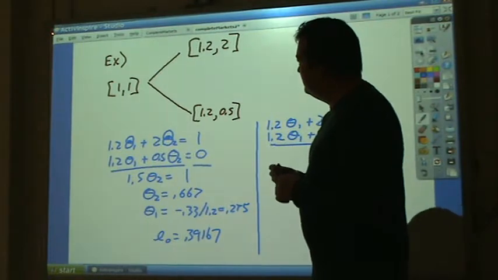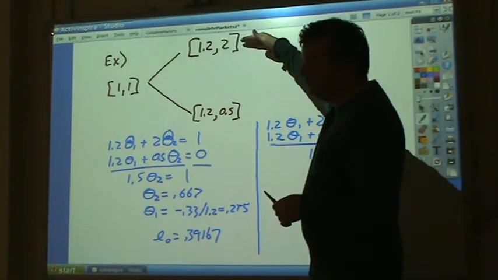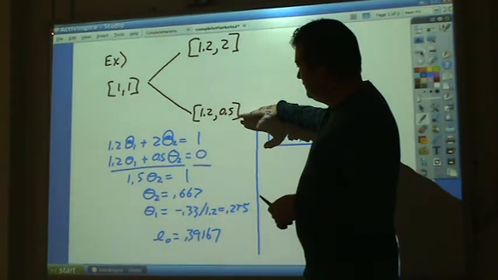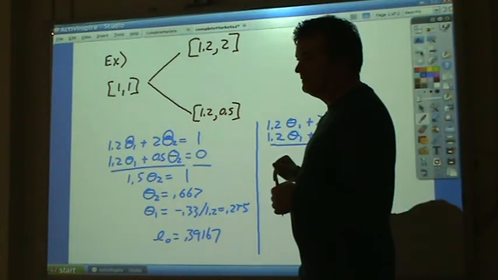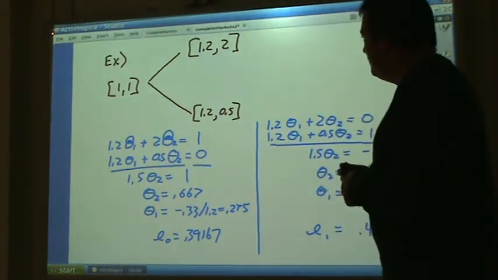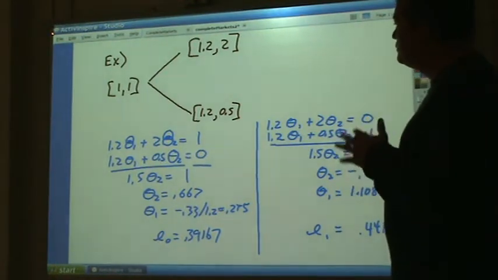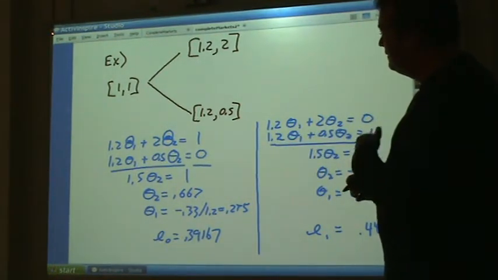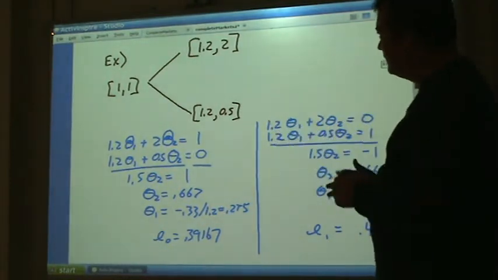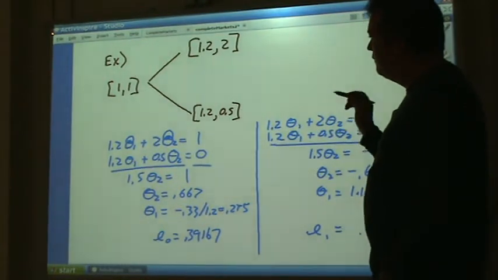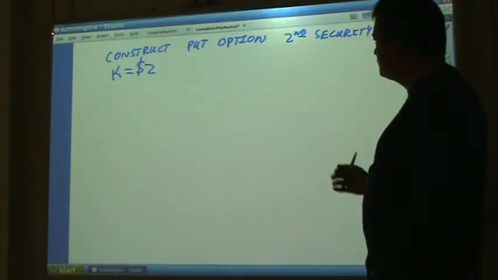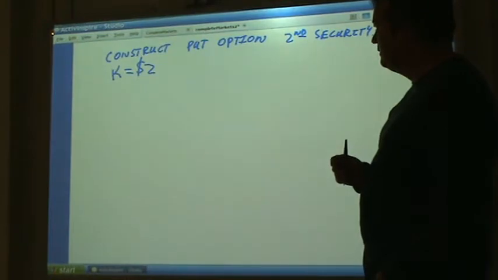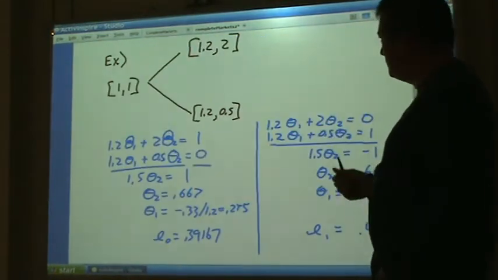The payout is either 0 or $1.50. Right? Right, that's the payout for us. So how much would you pay? The question now, with the information you're given, is how much would you pay for a put option with a strike price of $2? So how could we figure that out in this market?